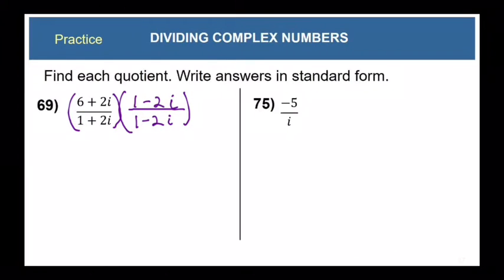Okay, now here we go with the FOIL method in the top. First times first is going to be 6. Outer times outer is going to be minus 12i. Inner times inner is going to be plus 2i, and last times last is going to be minus 4i squared.